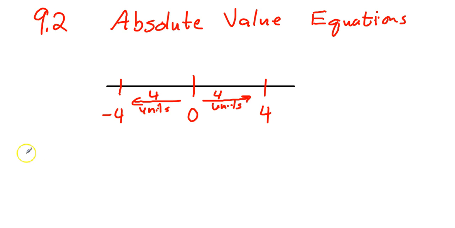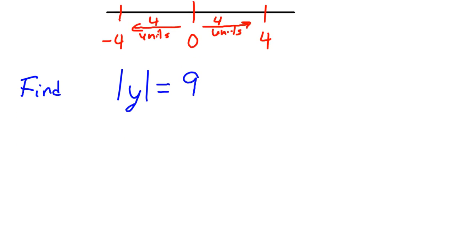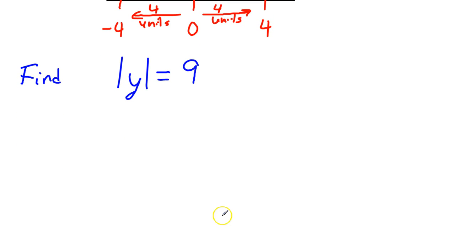They're going to ask you to find the absolute value of y equal to 9. And what that means is, tell me the distance from zero. Tell me the numbers that would get you an answer of 9. Well, it could be positive 9 or it could be negative 9, right?